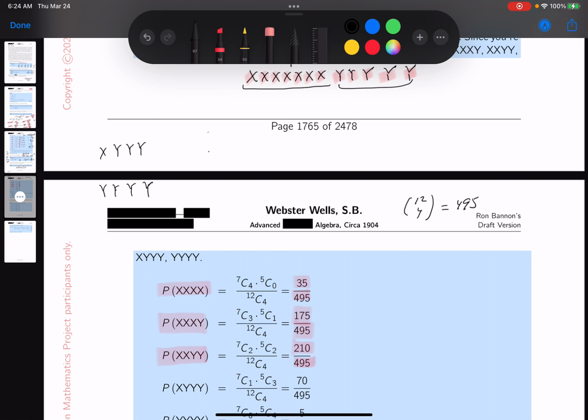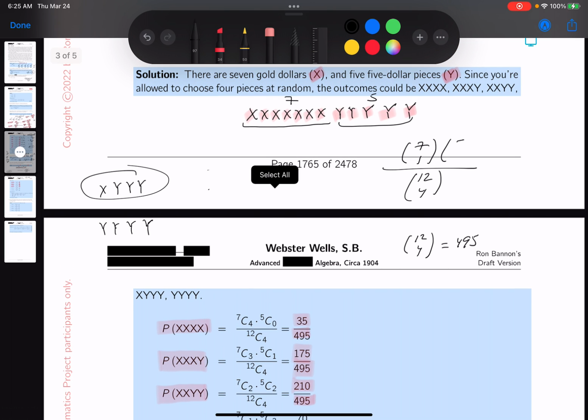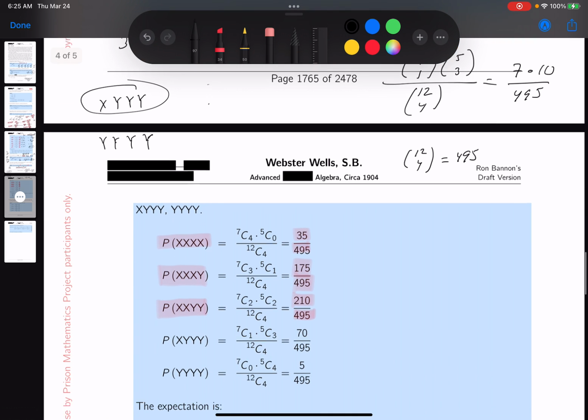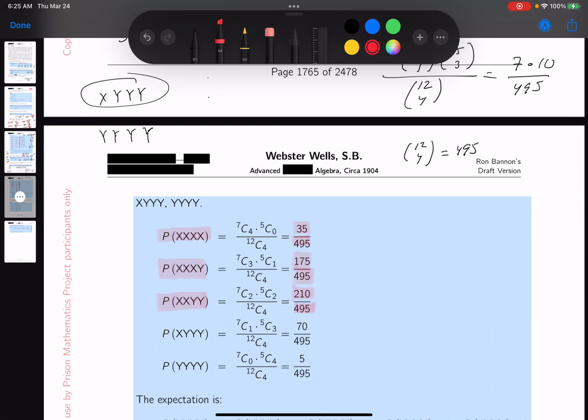Let's do this guy now. Well, we still have 12 choose 4. And of the x's, we're only going to choose 1. So 7 choose 1. And of the 5 y's, we're going to choose 3. On the bottom, I've already done 495. 7 choose 1 is 7. 5 choose 3 is 5 factorial over 3 factorial, 2 factorial. So you're going to get, let's see, 10, which can be 70 over 495. Let me highlight that for you.